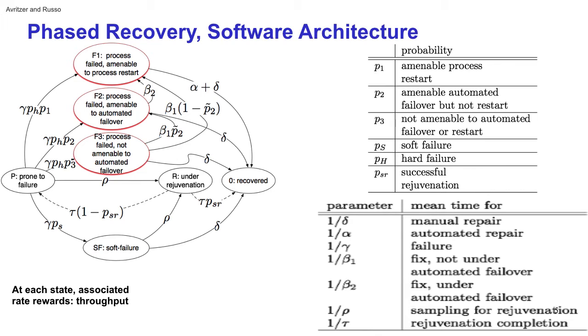To deal with soft failures, software aging monitoring and software rejuvenation can be implemented, as represented by the states R, X, F, and 0. In state R, the system is under rejuvenation. In state 0, the process is fully recovered. And in state SF, a soft failure was detected.